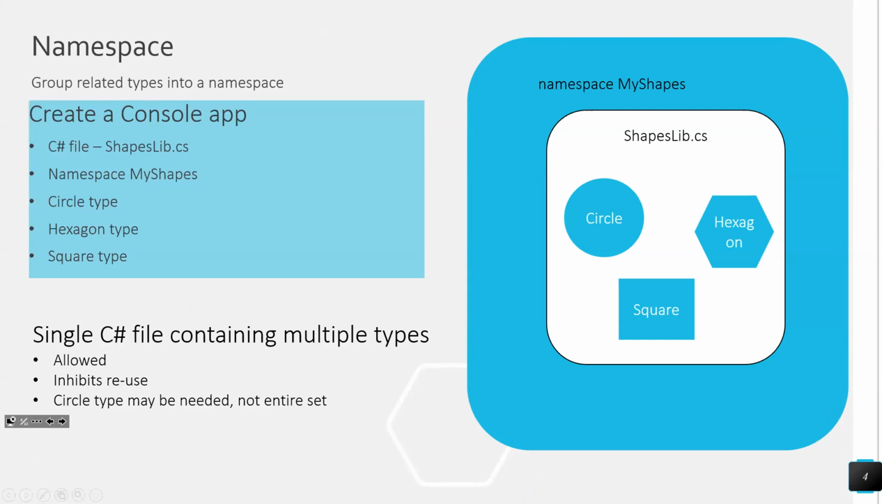Let's say we name our C# file shapeslide.cs, and our namespace is myShape. We're going to create a class that defines a circle and a hexagon and a square. So we could have one .cs file that has all of those classes in it, right? We could say class circle and all of the stuff, class hexagon and all of this stuff. So that's allowed. Here's a picture of it.